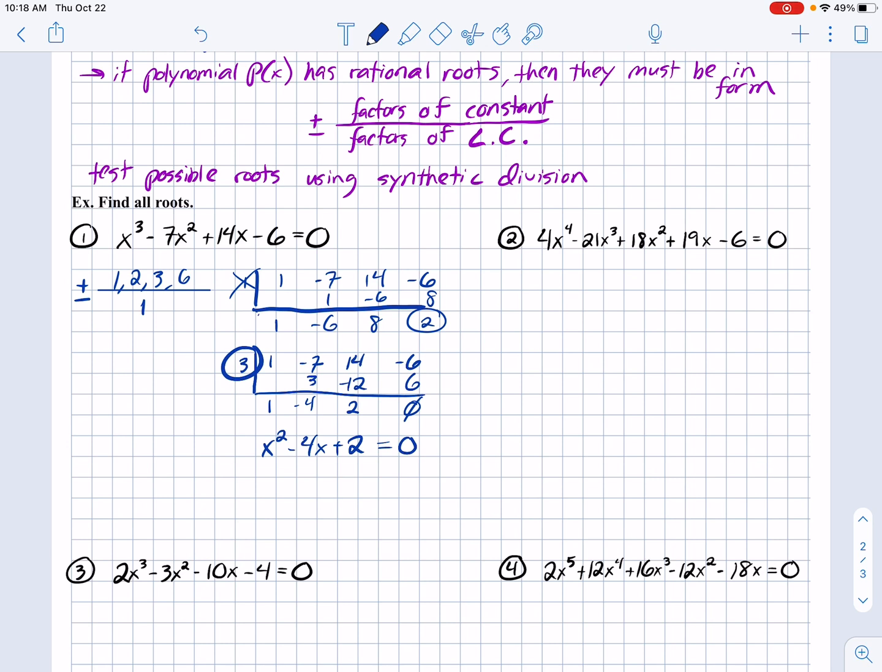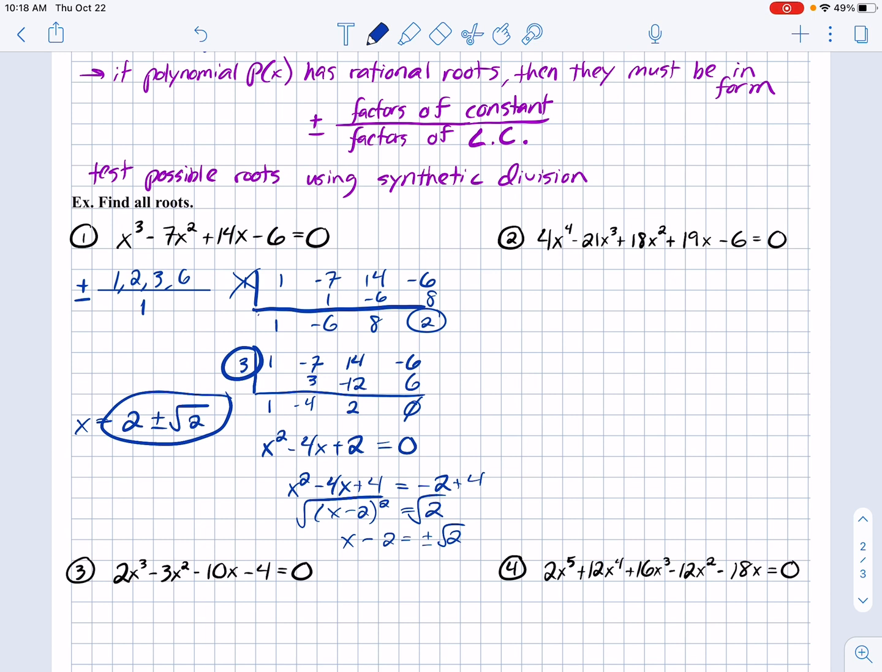And I would just complete the square here. It's a really easy quadratic function to complete the square. We move the 2 over, add half of 4 squared to both sides. So negative 4 squared is 4. And then factor this down, x minus 2 squared equals 2. Take the square root of both sides, plus or minus root 2. Add 2 to the other side, and you have all of the roots of this function. 3 and 2 plus or minus root 2. Okay. Practice using the rational root theorem.